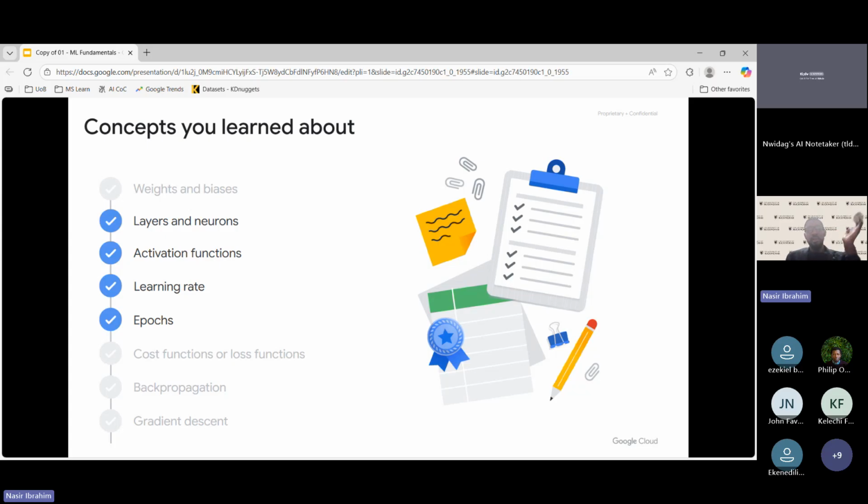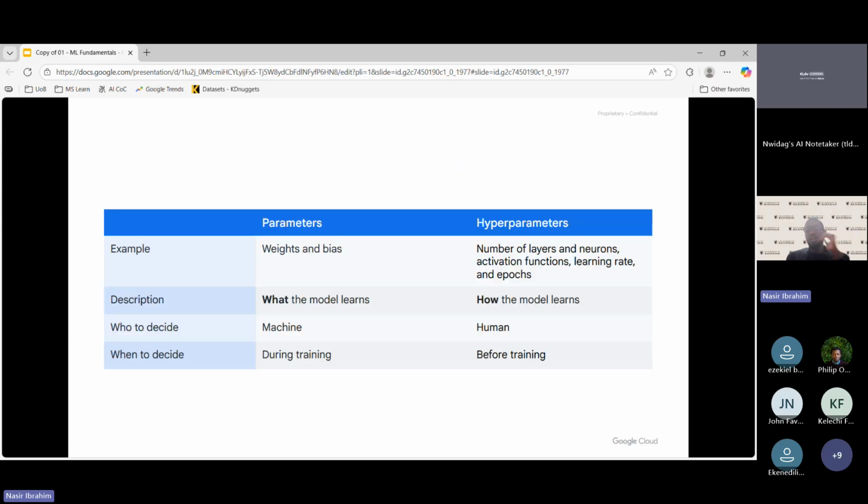Then the layers, neurons, activation function, learning rate, and the number of epochs, those are parameters that you can actually set. So you, as the developer of the network, set the number of layers, the number of neurons, the activation function, the learning rate, and the number of epochs as well. These are considered to be hyperparameters, and these are how the model learns. They are determined by you, the developer, before training. You determine the number of layers, the number of neurons, and the other hyperparameters prior to starting to train.